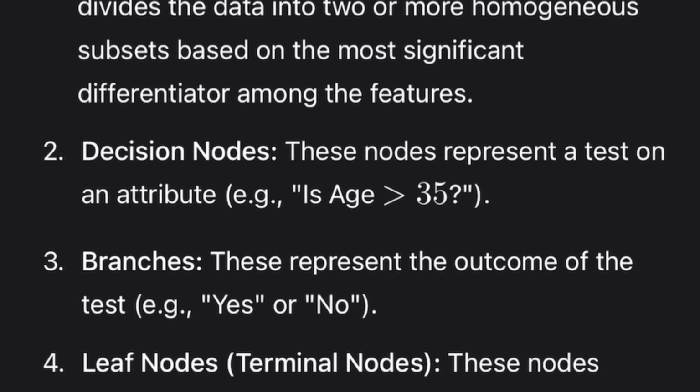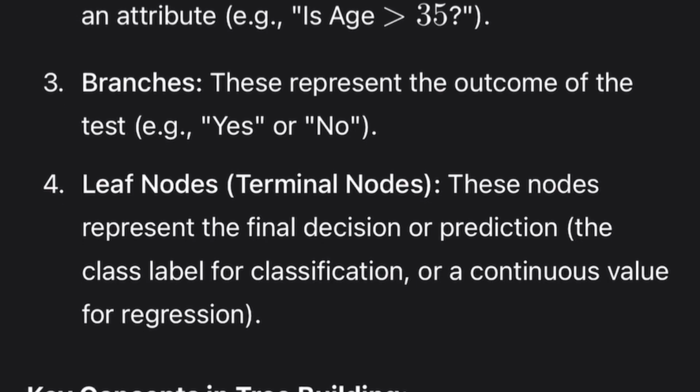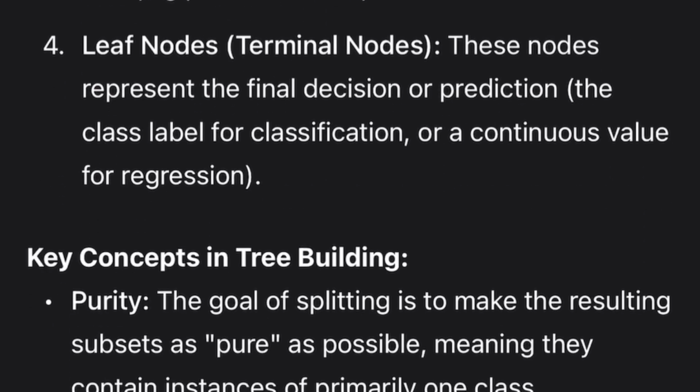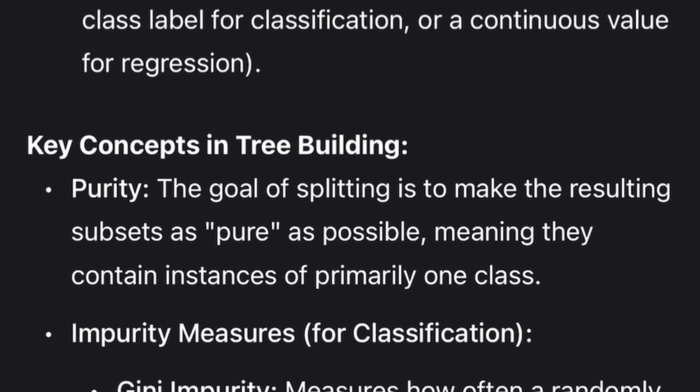2. Decision nodes. These nodes represent a test on an attribute, e.g., is age greater than 35? 3. Branches. These represent the outcome of the test, e.g., yes or no. 4. Leaf nodes, terminal nodes. These nodes represent the final decision or prediction, the class label for classification, or a continuous value for regression.